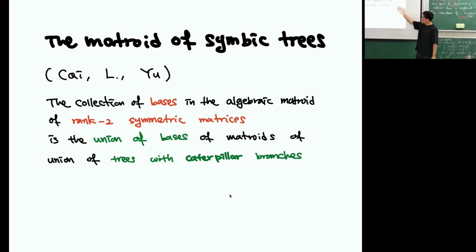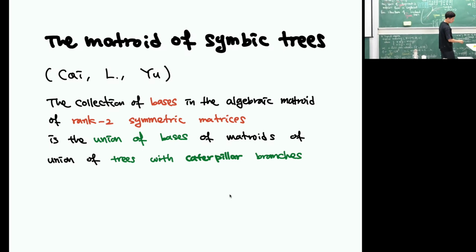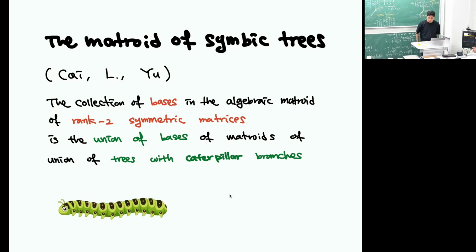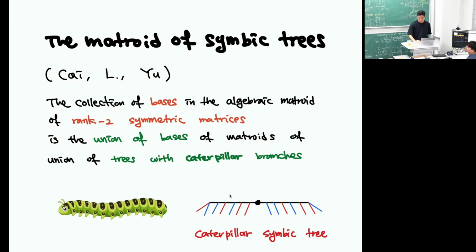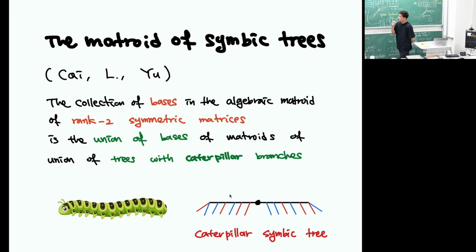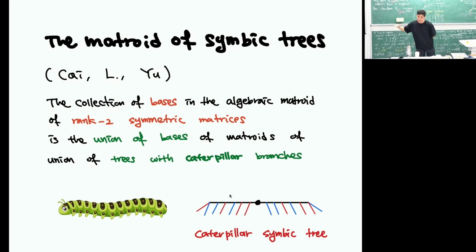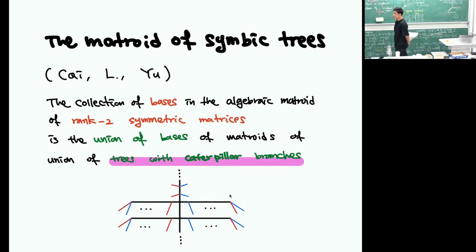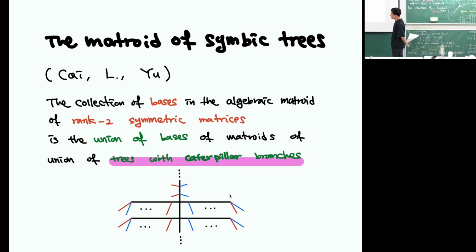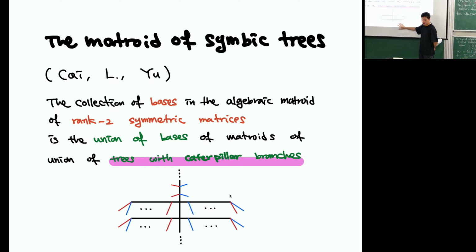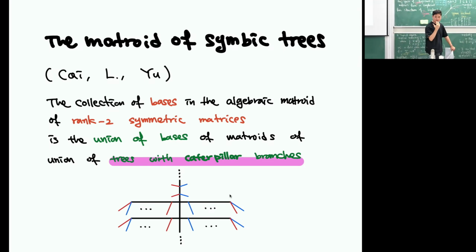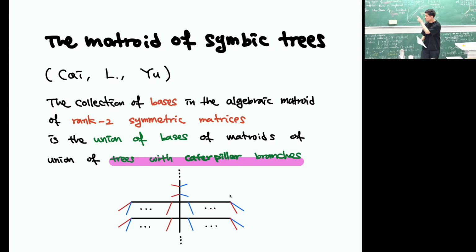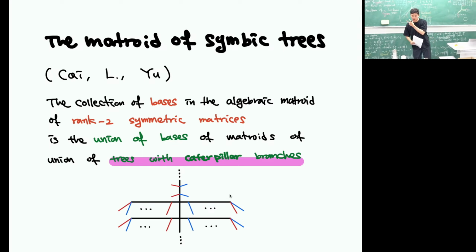You will think about only a special type of trees, which are called caterpillar symmetries. So this is a caterpillar, and then we will think about caterpillar symmetries. I want to think about the trees with the caterpillar branches. If you can characterize the bases of the matroid of these trees, then those are the bases for the rank 2 symmetric matrices. So in order to understand the algebraic variety, you only need to study specific types of symmetries. This is our result there.